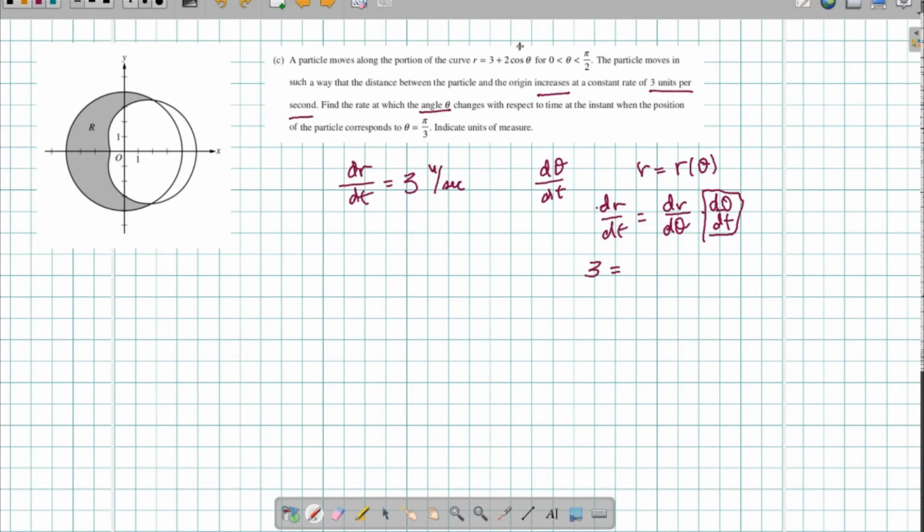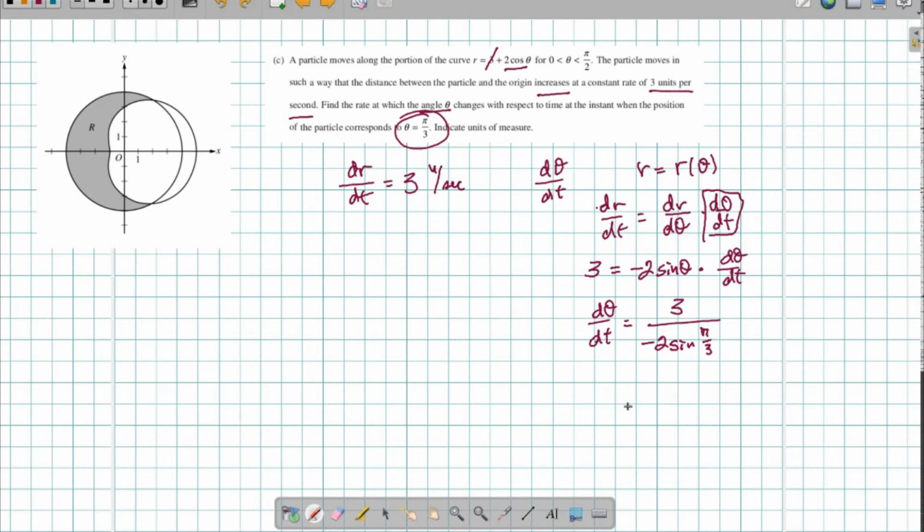And I can find the derivative of this because the derivative of a constant is 0, and the derivative of this is going to be negative sine. So I've got negative 2 sine theta times d theta dt. And I'm interested with what's happening at theta equals pi over 3. So I could say that d theta dt is going to be equal to 3 over negative 2 times the sine of pi over 3.